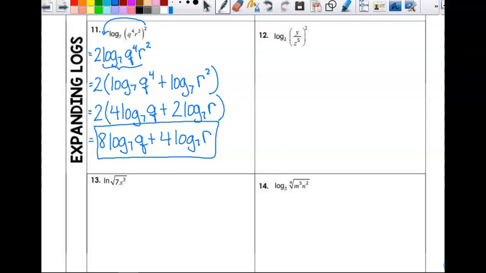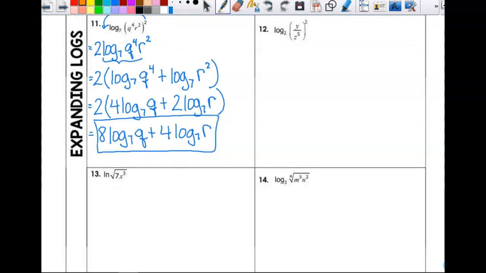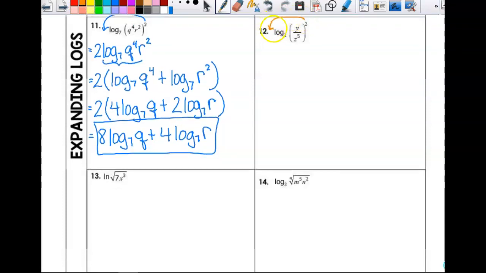All right, so I was going to have you stop and do one, but just because of time, I think I'm going to go ahead and we'll just work the rest of these together. So on number 12, I bring the 2 out in front first. So it's going to give me 2 times log base 2 of y over z to the 5th. I have 1 log that has division. I can change that into 2 logs with subtraction, but once again, you got to be careful with those parentheses. So log base 2 of y minus log base 2 of z to the 5th.